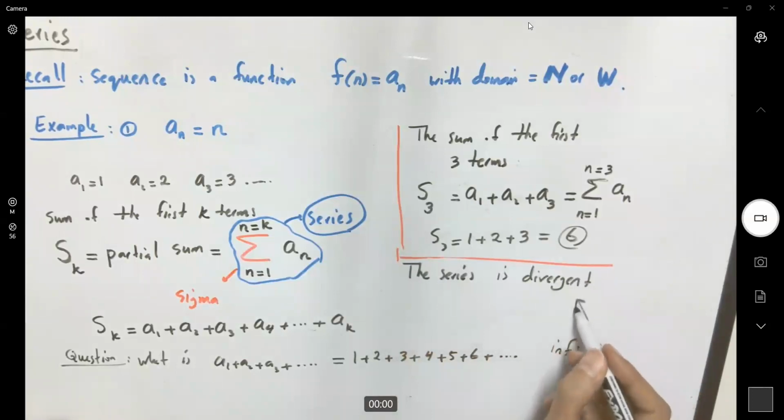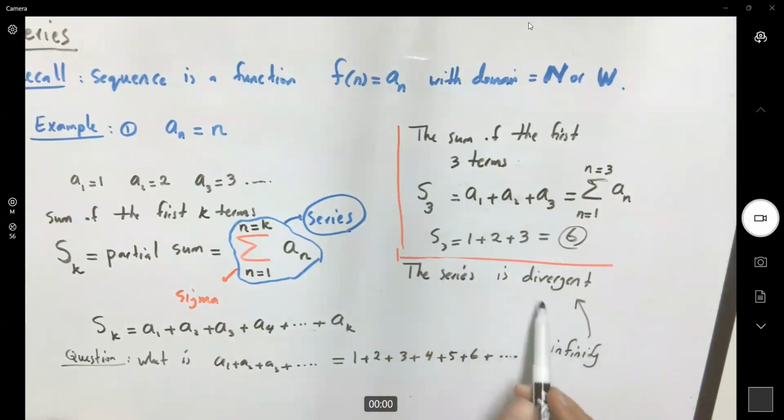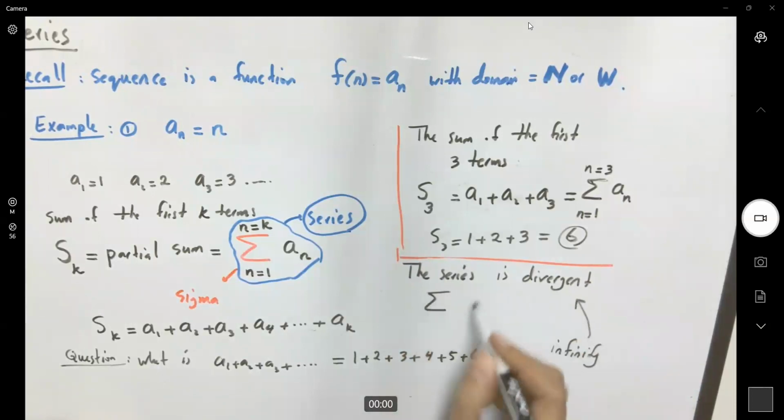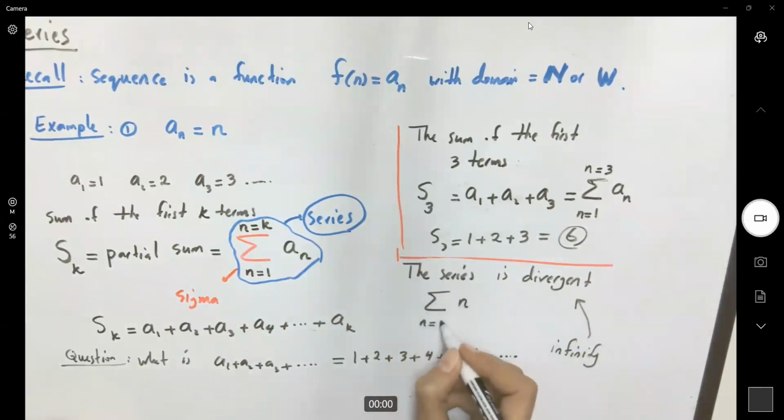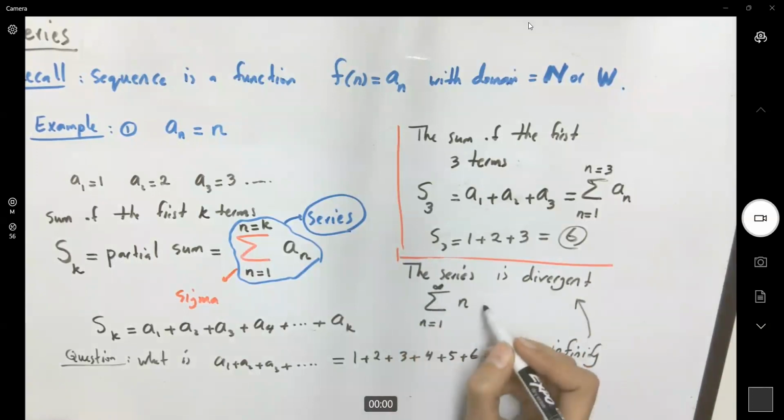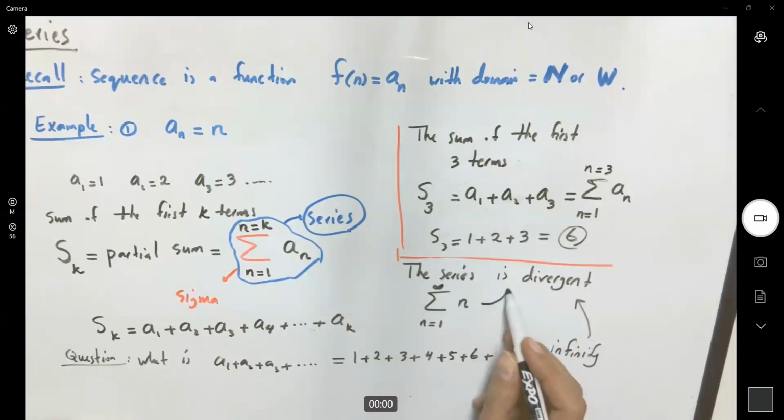So if the sum of the series goes to infinity, you're going to say that this series, the sum n starting from 1 to, I'm not stopping anywhere, I'm going to infinity, does not exist or goes to infinity. And we say that, hey, the series is a divergent series.